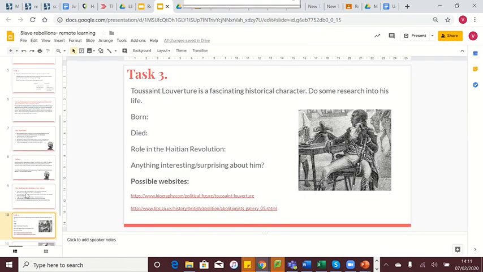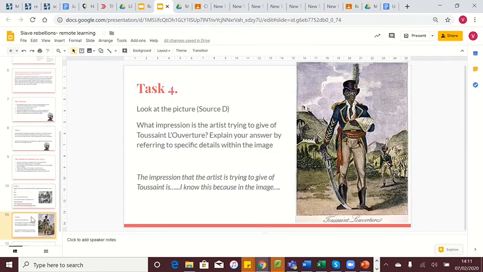So if I go back, task 4 is looking at this picture, some more source skills. So this is an artist's coloured picture painting of Toussaint. So I'd like you to think about what impression the artist is trying to give of him. What kind of man does he look like? Think about the objects, think about his structure, what's going on behind him. And then there's a sentence starter here that you can write out and finish this off on the docs slide.